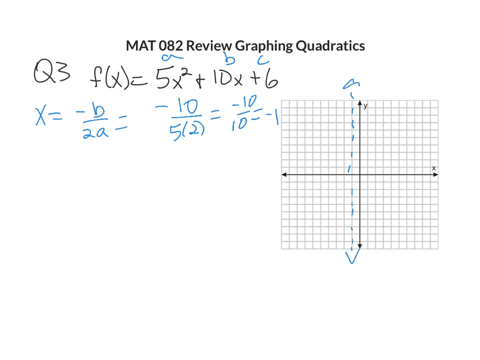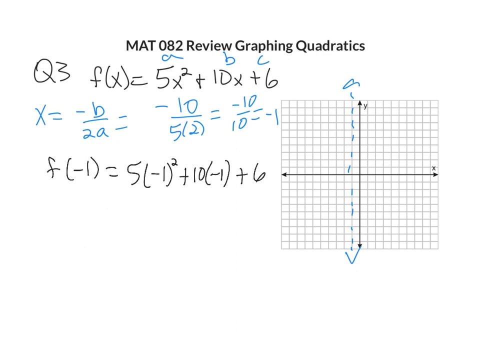I'm going to change my color for the rest of the graphing there. Then I'm going to plug in that negative 1 anywhere I see an x. Let's erase that. So I have f of negative 1. It's 5 times negative 1 squared plus 10 times negative 1 plus 6.